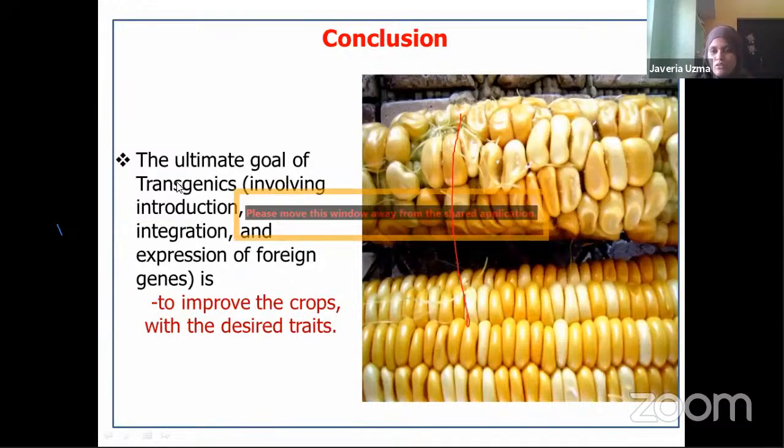This is the ultimate goal of transgenics, and I think we have succeeded in this goal, and now we have many GM crops. We have many GM crops that are helping us to improve our food security.